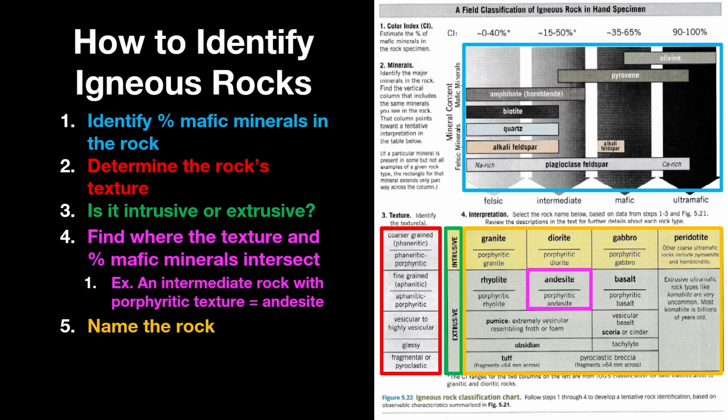Once you know both the mafic percentage and the texture, find where those two characteristics intersect on the classification chart. That intersection will give you the correct igneous rock name. For example, we identified the rock as intermediate on the color index and noted a porphyritic texture. Together, these characteristics indicate the rock as andesite.